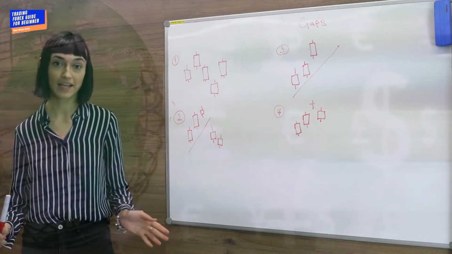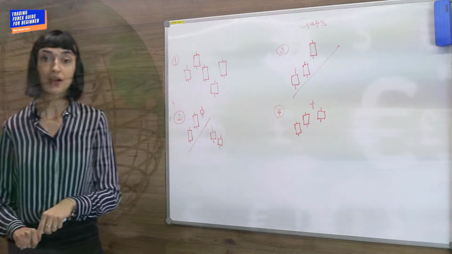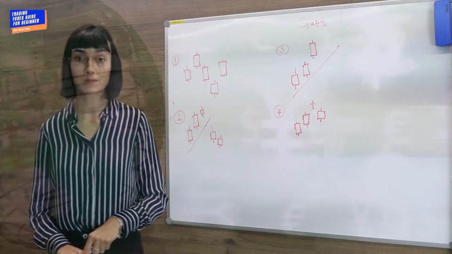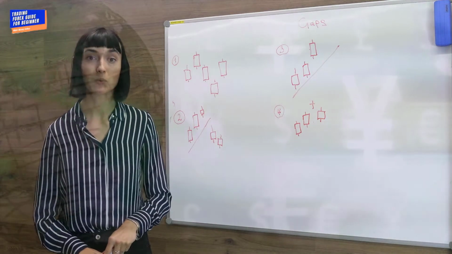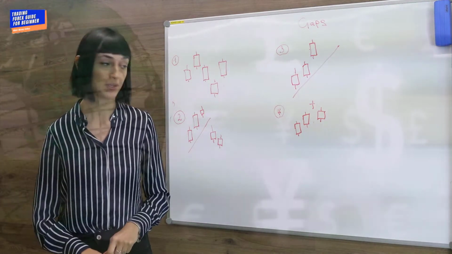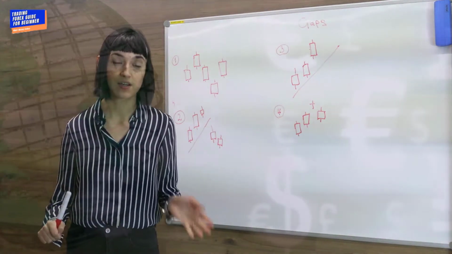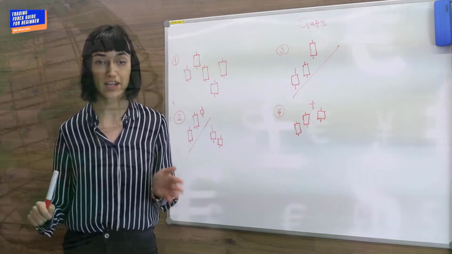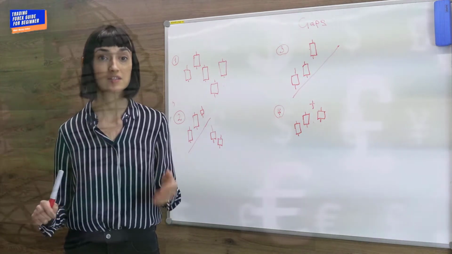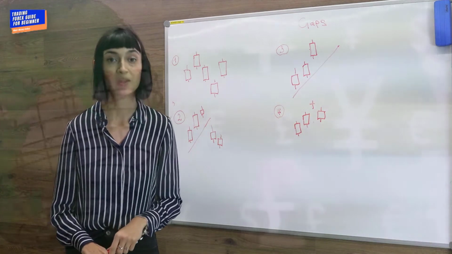So what is a gap? A gap is an area on a chart where the price jumps up or down with little or no action in between. Traders usually face difficulties when they find a gap on their charts. They don't know what to do with them and how to trade them.